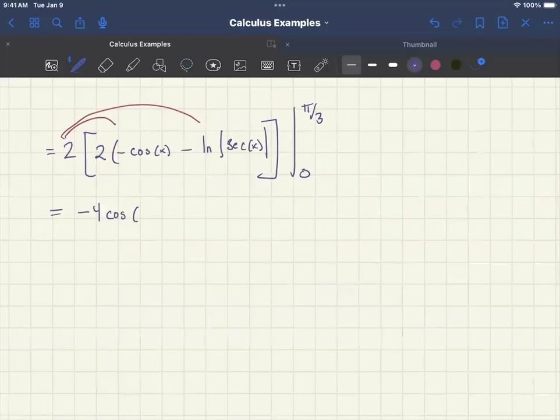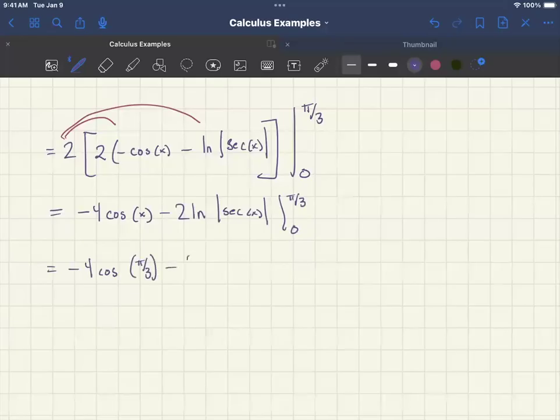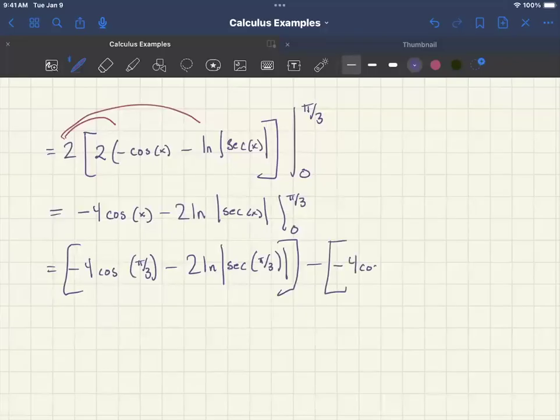So we have -4 cosine of x minus 2 natural log secant of x, and this is all from 0 to pi over 3. And this is going to give us now -4 cosine of pi over 3 minus 2 natural log secant of pi over 3. Okay, and that is the first chunk. And we are subtracting from that. And now we are going to pop in 0 everywhere.